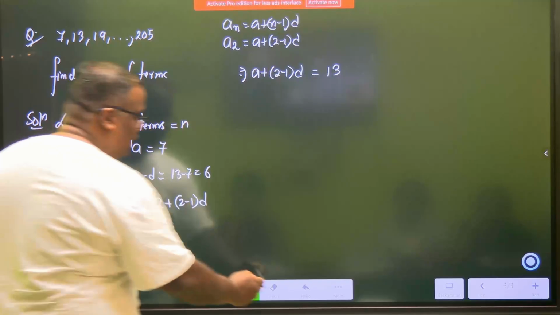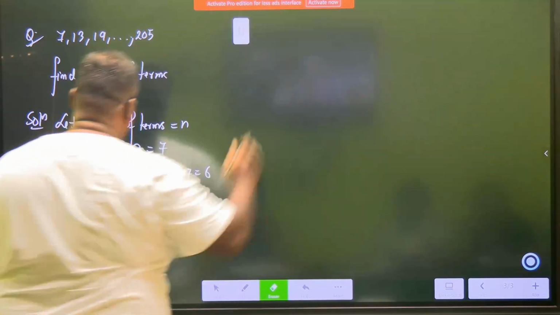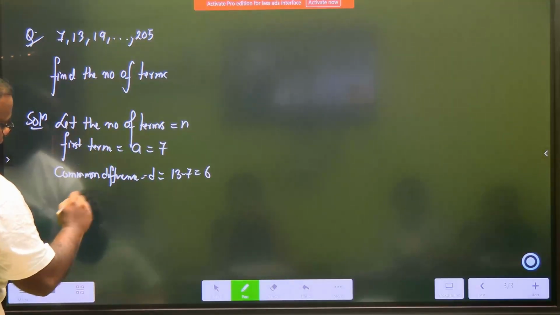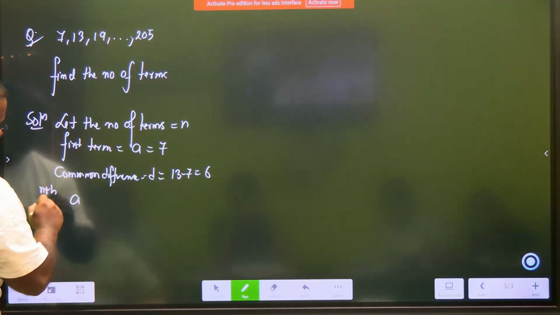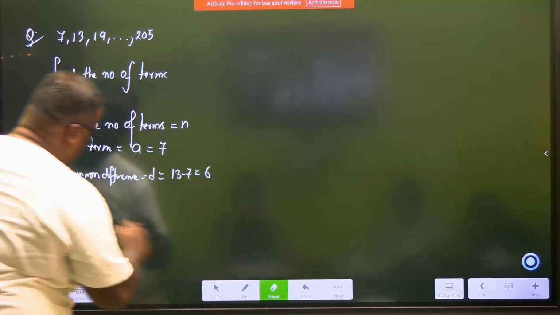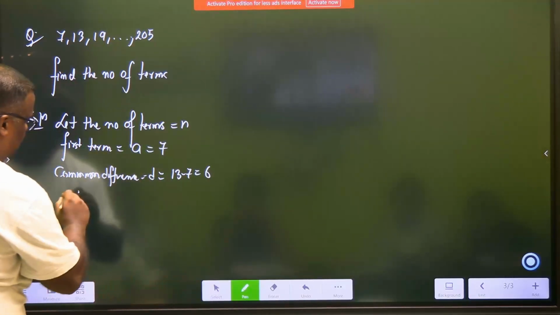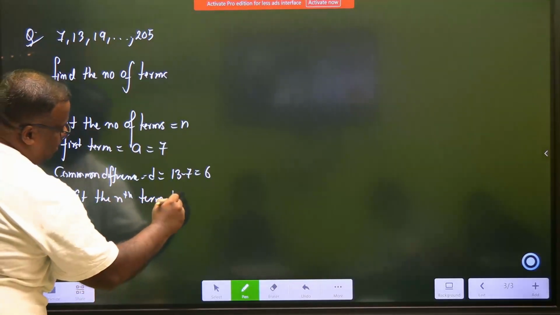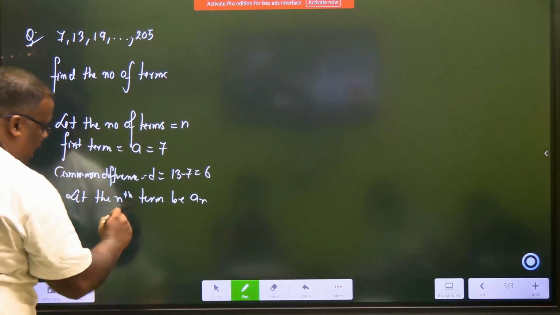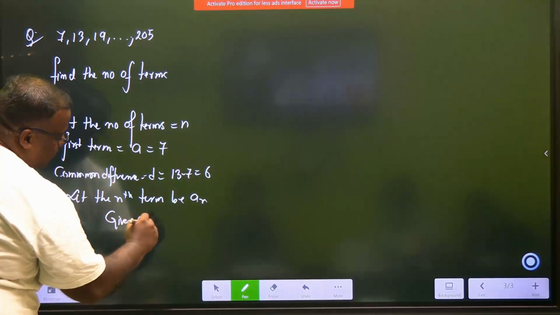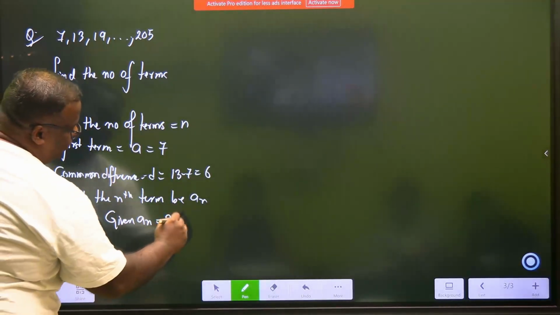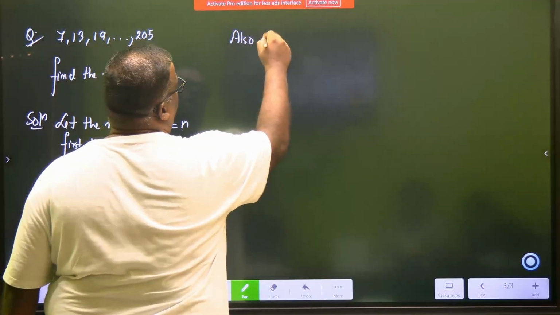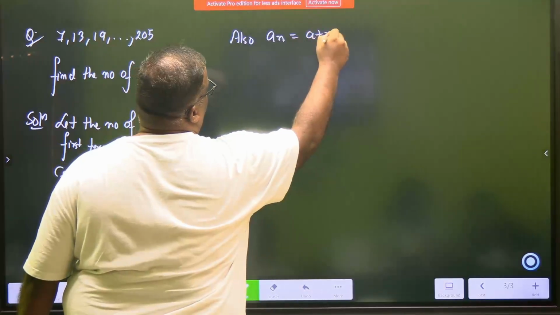So instead of taking this, which number should you take now? You should take the nth number, the nth term. So we'll write it in this manner. Let the nth term be an, and given an's value is given as how much? 205. Agreed? Right. Also, you write an can be written as a plus n minus 1 into d.